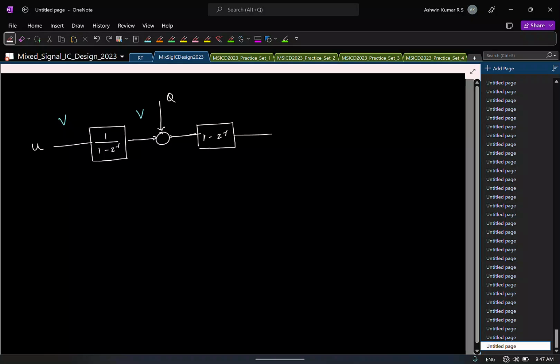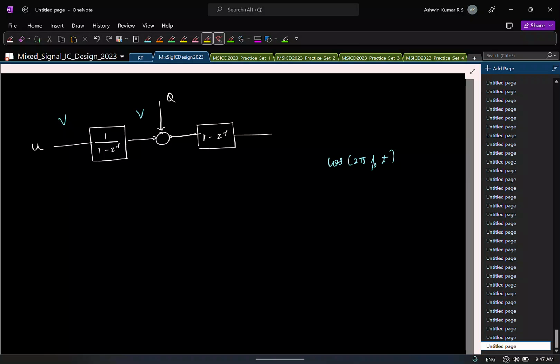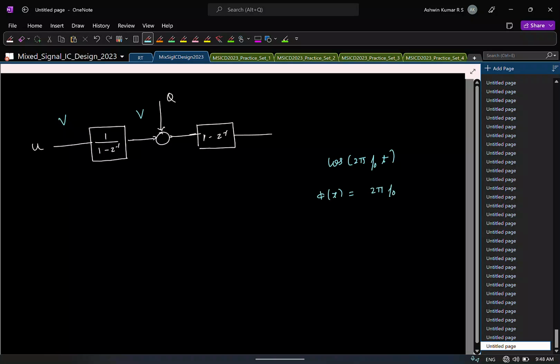Maybe I probably have to do this. So let us say you have cos(2 pi f naught t plus 5). Strictly speaking, that is additional phase. This is the phase actually. You can define the phase of the signal to be this 2 pi f naught t.